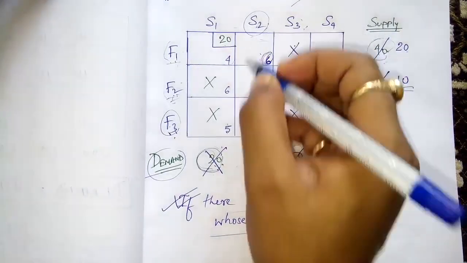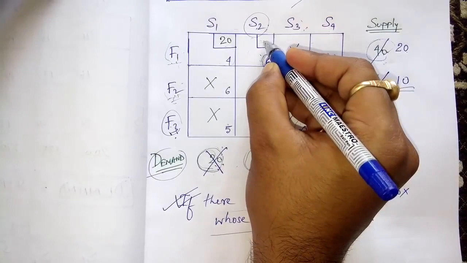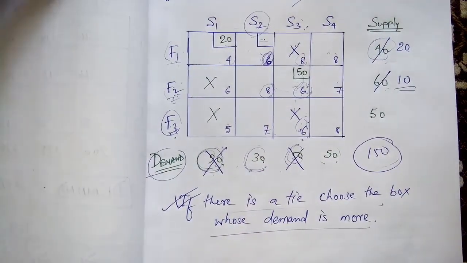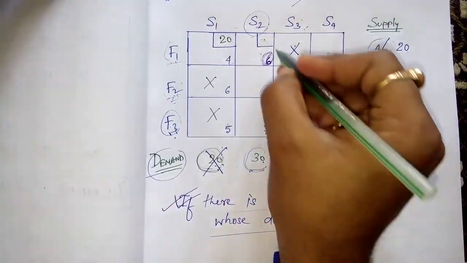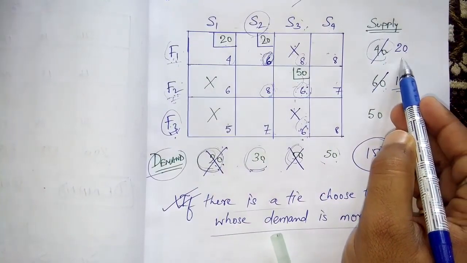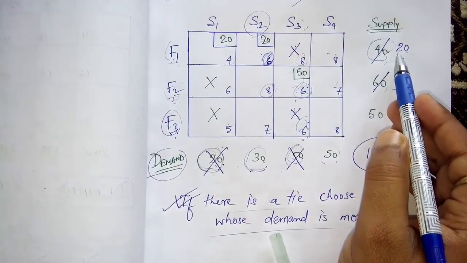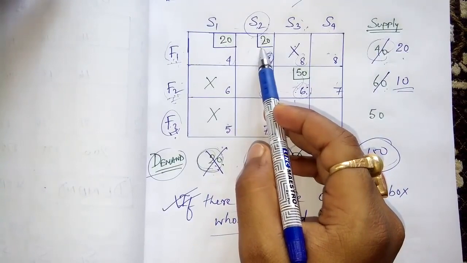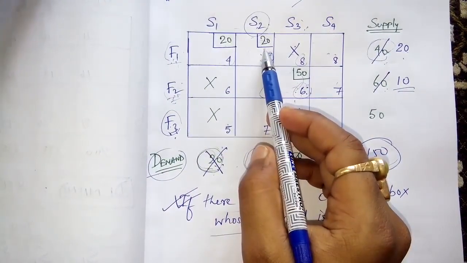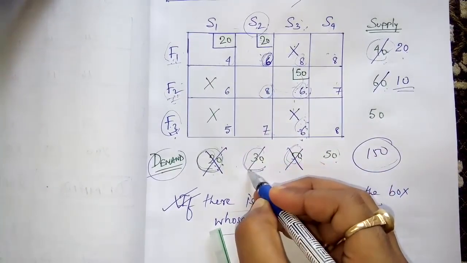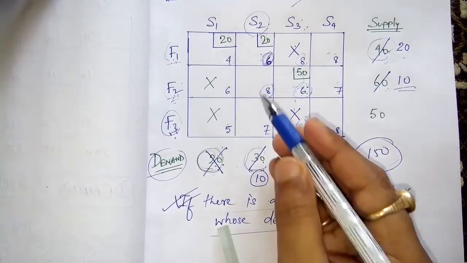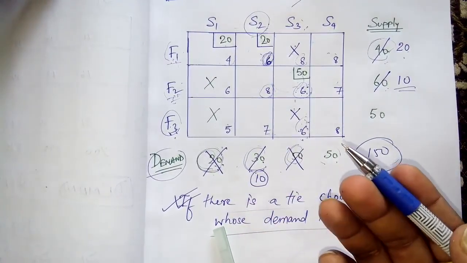Okay, so what is the maximum value that you can put in this box? 30. No, now you cannot put 30. You can put only 20, because try to understand, factory 1 has only 20 goods with it. How can you give more goods to store number 2 from factory 1? If it has got 20 goods, you have to give 20 goods only. Okay, so what is the demand left? 10. Store number 2 requires 10 more goods.